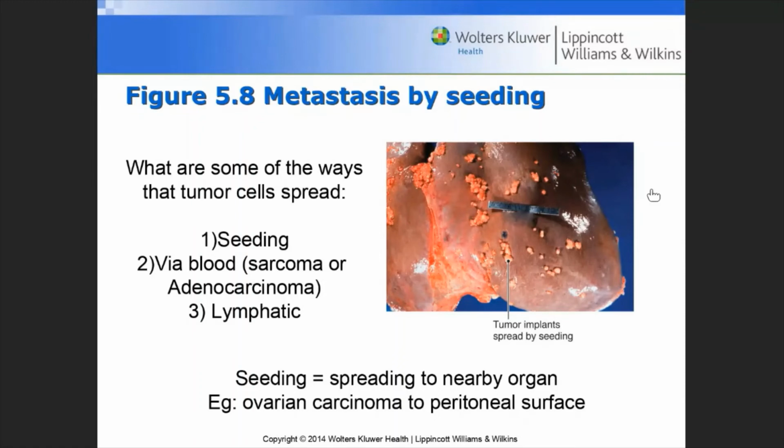Grace, do you have a question? Yeah, they say a lot of times when women get breast cancer they have a higher risk of getting ovarian cancer. Is this because of seeding or any of these? No.